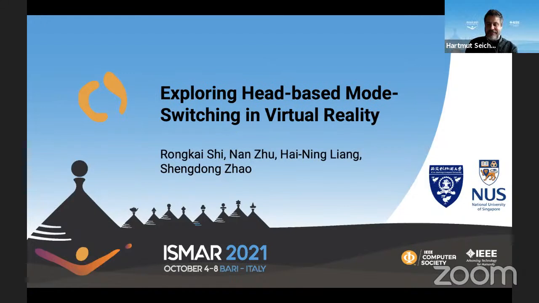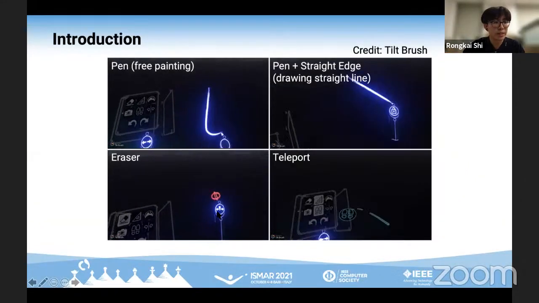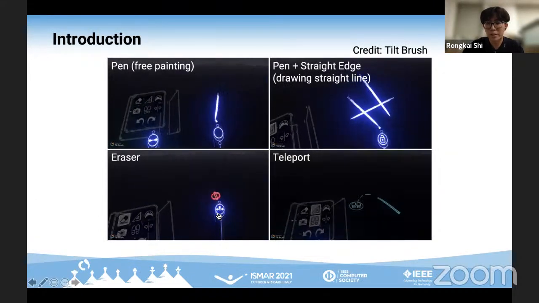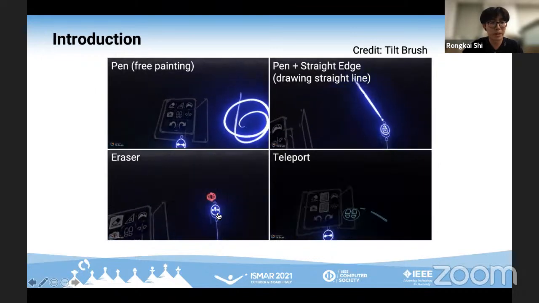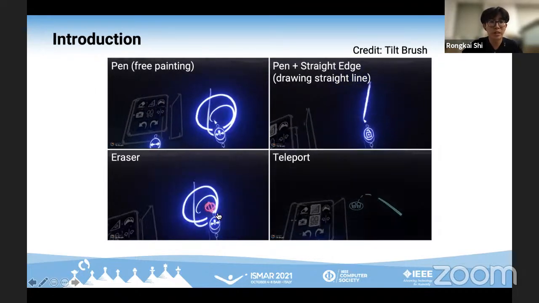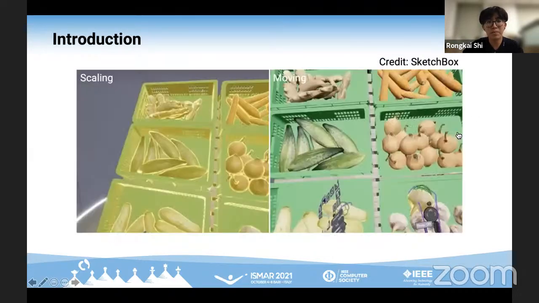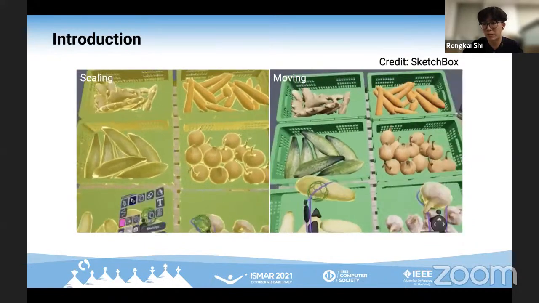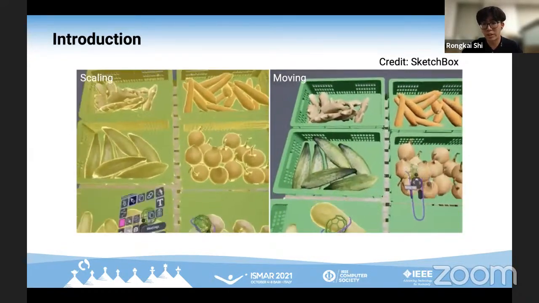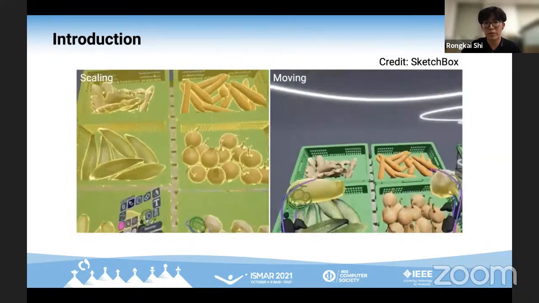No worries. So I'm Rong Kai from Xi'an Jiaotong Liverpool University, and I'm glad to present our work exploring height-based mode switching in virtual reality. This work is done with my co-authors, Nan Zhu and Hailing Liang from Xi'an Jiaotong Liverpool University, and Shengdong Zhao from National University of Singapore. Mode switching supports multi-level operations using a limited number of input methods. For example, as shown in the video, a 3D painting application can contain several modes for interacting with it, such as painting and erasing. Another example can be in a 3D modeling application, where interaction can involve different types of manipulation. Each of them has a different effect from the same input.